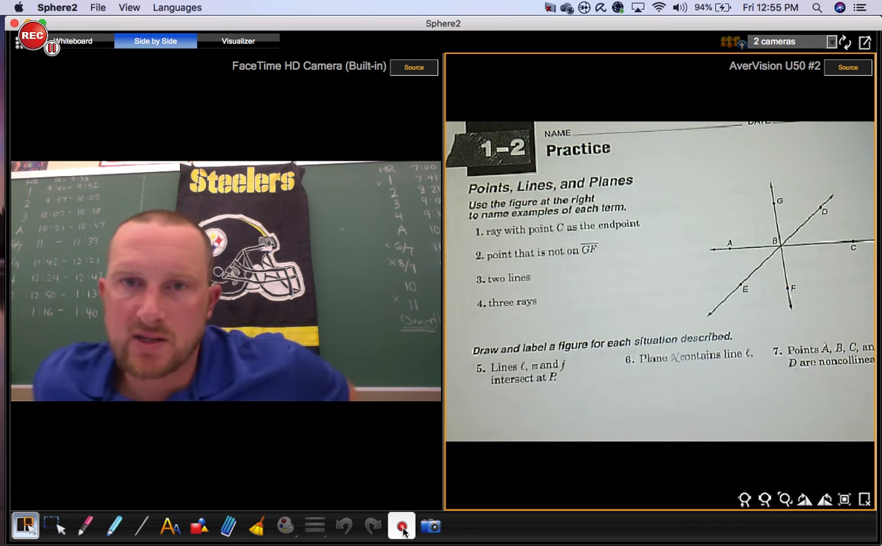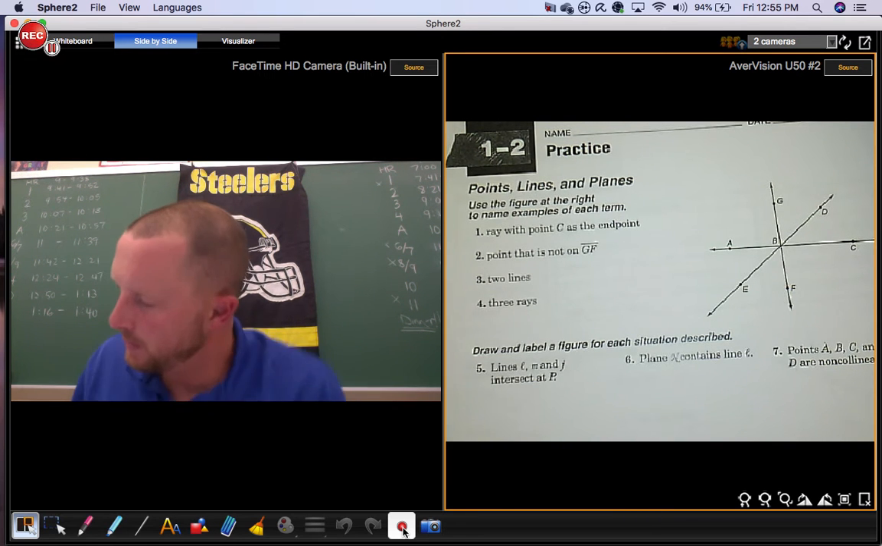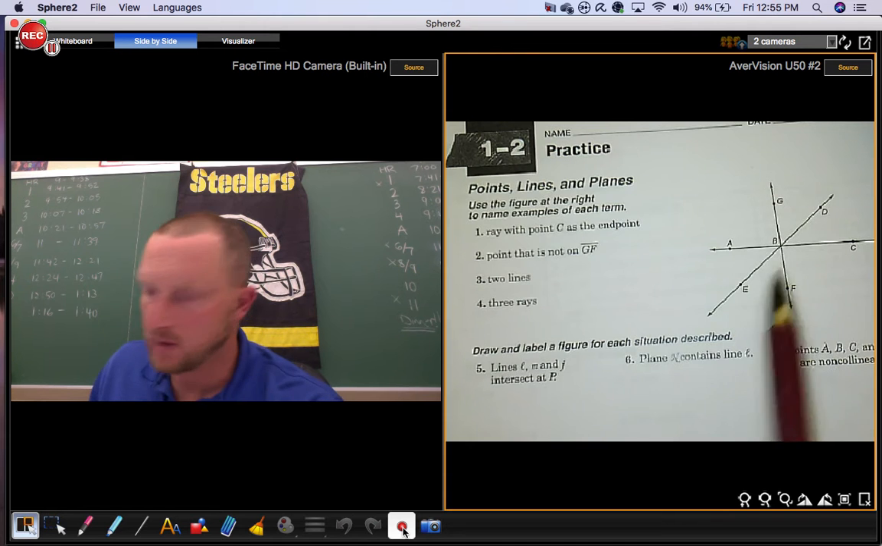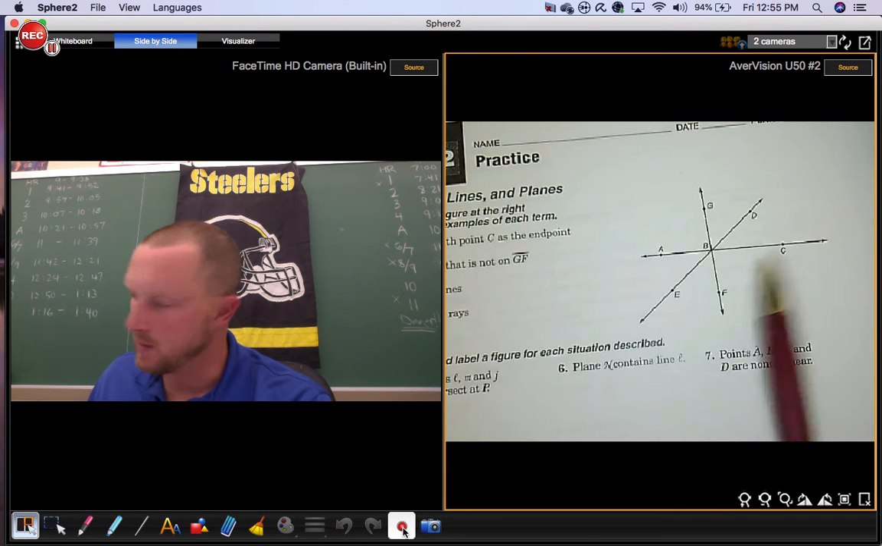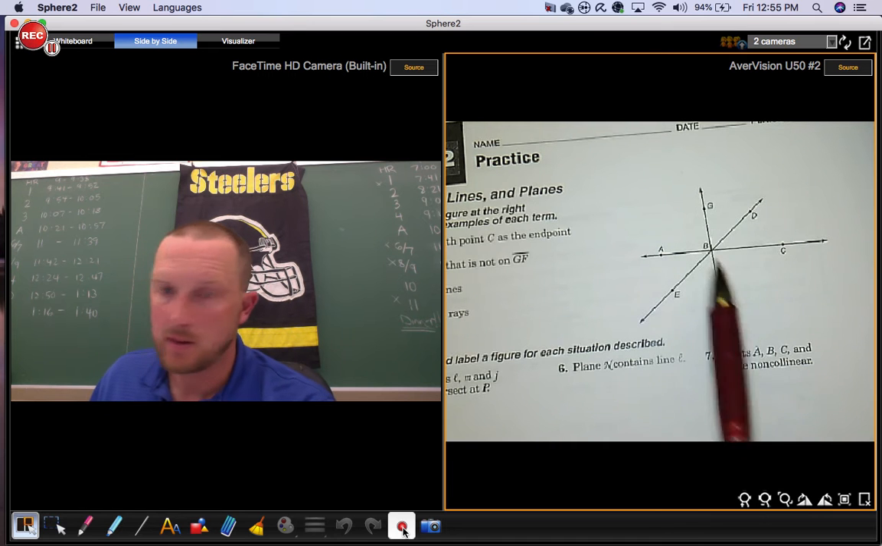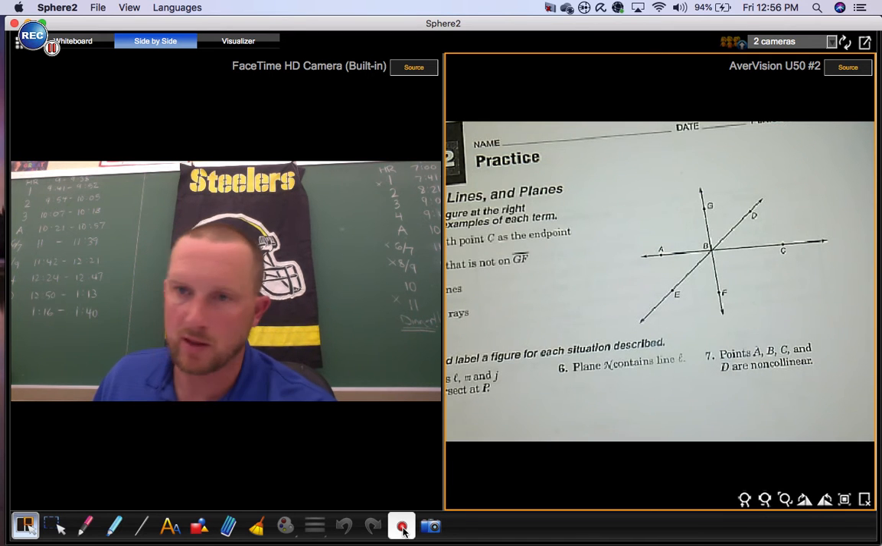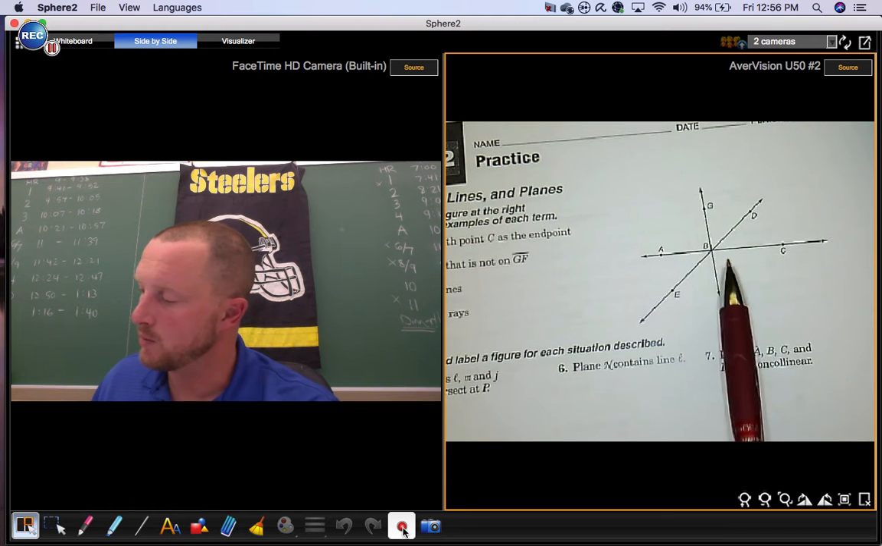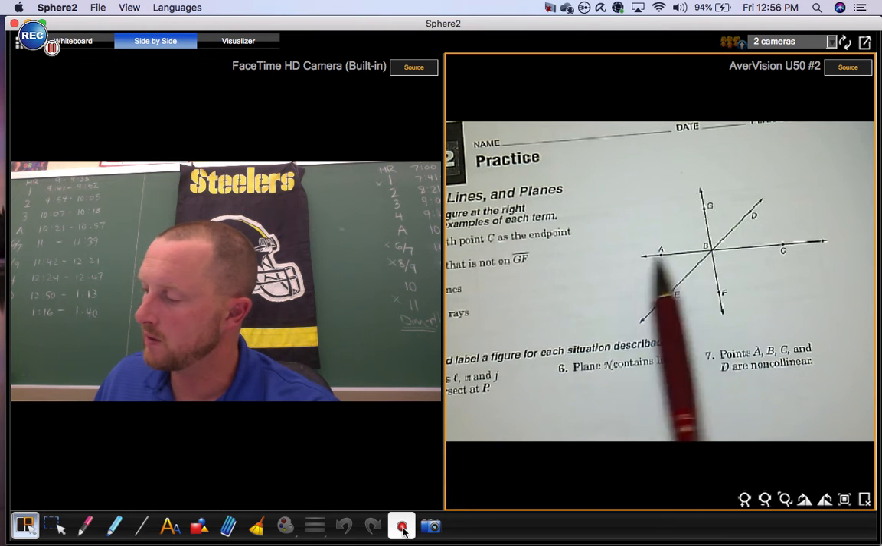This is the practice sheet for section 1.2. We're going to use this diagram over here. So in this diagram, I notice that there's a line here, and a line here. It looks like there's three lines crossing at a point. Okay, now remember, there are rays that live on the lines.